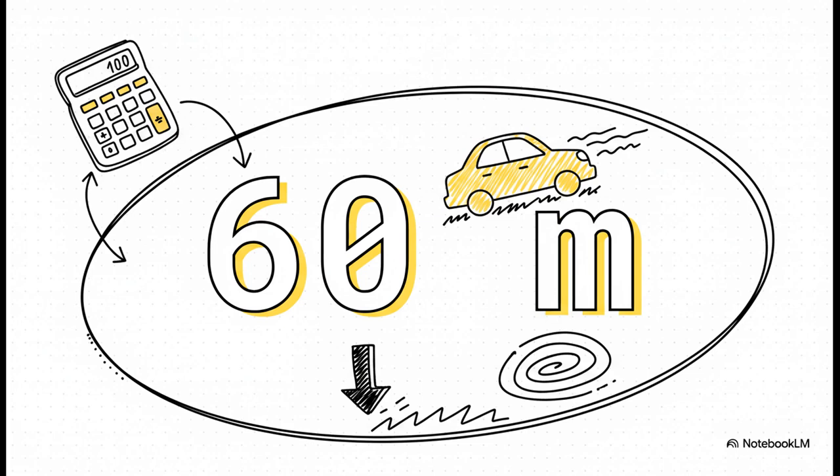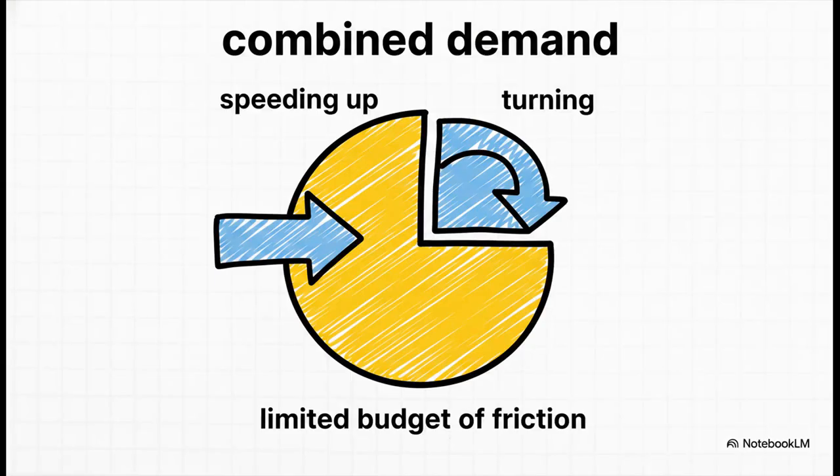At meter 60.1, the combination of its speed and its constant acceleration demands more grip than the tires can possibly provide, and it's going to start to slide. So, what's the big takeaway here? What's the main idea to really hold on to?